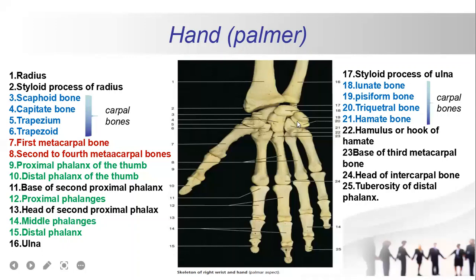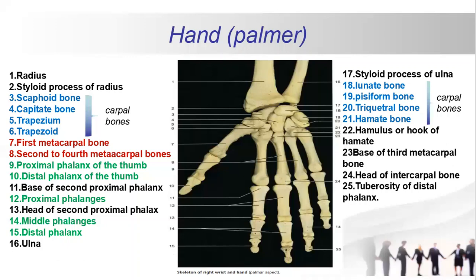22, we have the hook of hamate. It's just a projection, or a hook, of the hamate bone. Then we have number 23, which is right here. This is the base of the third metacarpal bone. So right here, these are the bases of the metacarpals, and for the identification of this, we have the base of the third metacarpal bone. Number 24, we have this. This is the head of the metacarpal bone. This is the head.